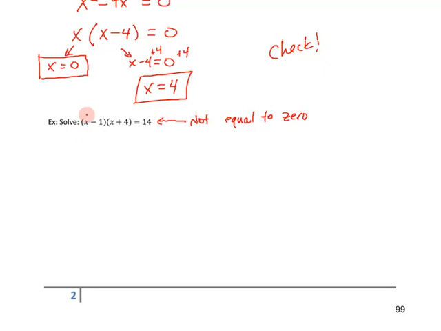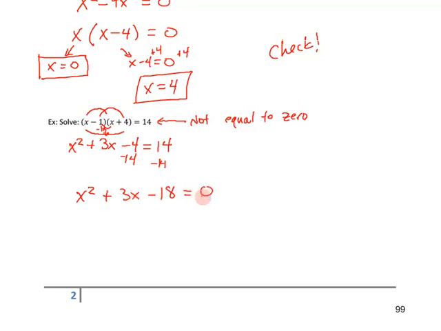Let's simplify that. So using FOIL, I end up with x squared. The outside is 4x. The inside is negative 1x, so that gives me a plus 3x. And then minus 1 times 4 is minus 4 equals 14. To get it equal to 0, I will subtract 14 from both sides, leaving me with x squared plus 3x minus 18 equals 0, which I can now factor.